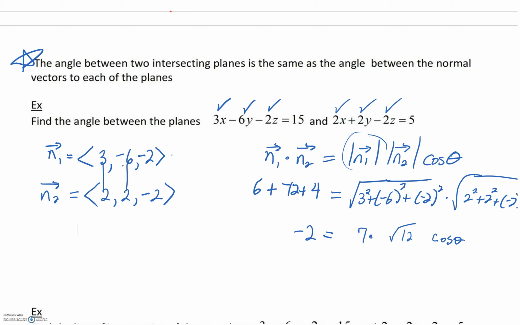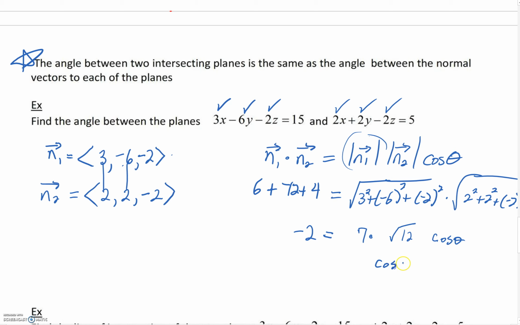Multivariable Calculus 12.5 Day 2. We're now on our third video, wrapping up the lesson. This last example, finding the angle between two planes, really is finding the angle between the two normal vectors. And finding the angle between two vectors, we use a dot product. That's where we left off.